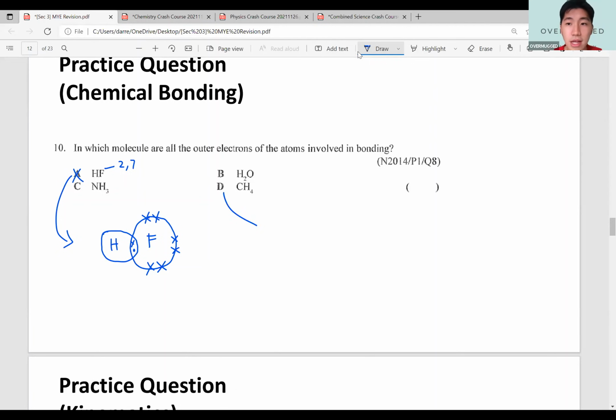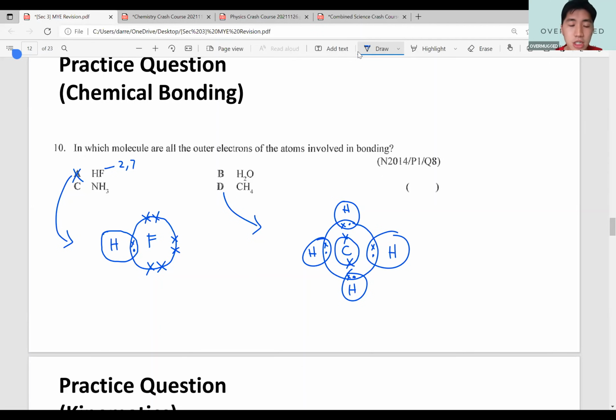Let's take a look at the correct answer. All right, CH4, how will we draw it out? This is C. There's 2 electrons on the inner shell, and then H would share a single covalent bond with C. So this is actually called methane. You'll notice that all the electrons are all involved in bonding for the outer shell. Hydrogen only has the 1, carbon has 4, and all 4 are involved in bonding. Okay, so answer here should be D.